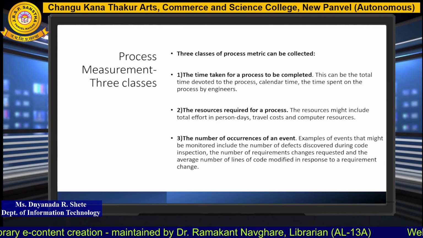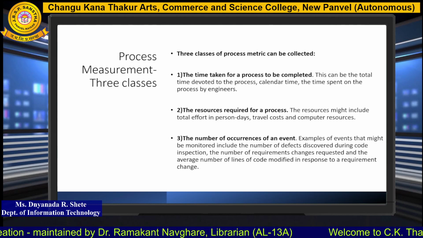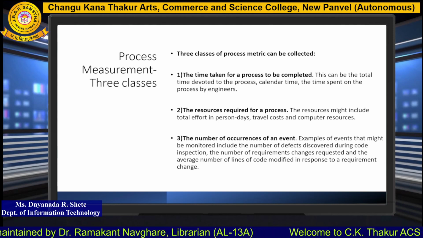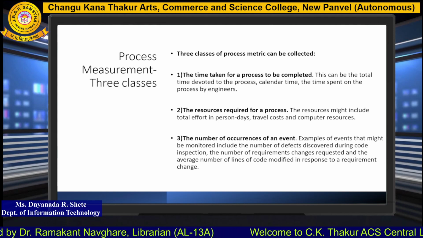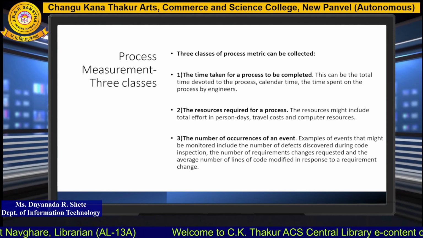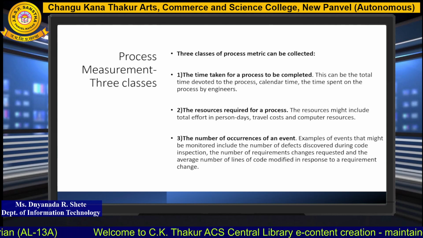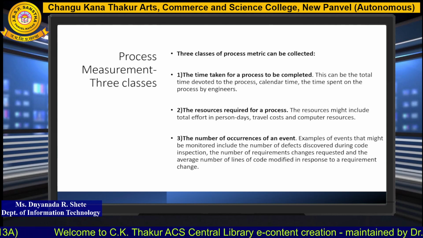Next one is the resource required for the process. The resource might include the total effort in person-days, traveling cost and computer resources. Next one is the number of occurrences of events. For example, the events that might be monitored include the number of defects discovered during the code inspection.